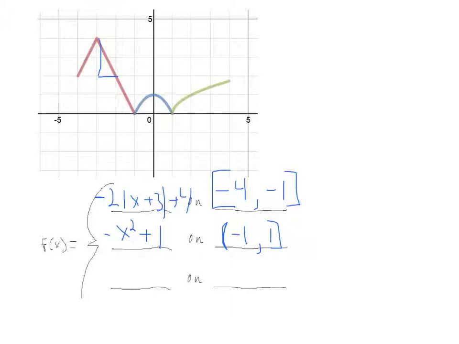So then the last one here, I'm seeing a square root graph, and it's shifted right 1. So the square root of x minus 1, and I'm going to use that graph on 1, 2, you could say infinity. I'm just going to close it at 4. So I hope that jogs your memory on how to do these kind of problems.